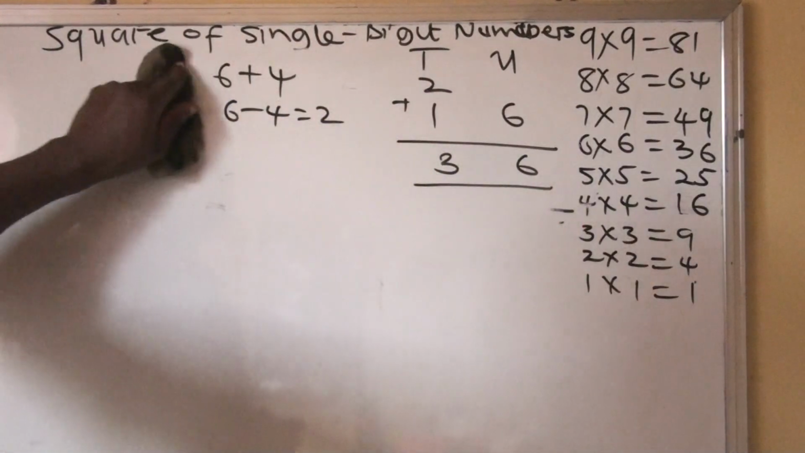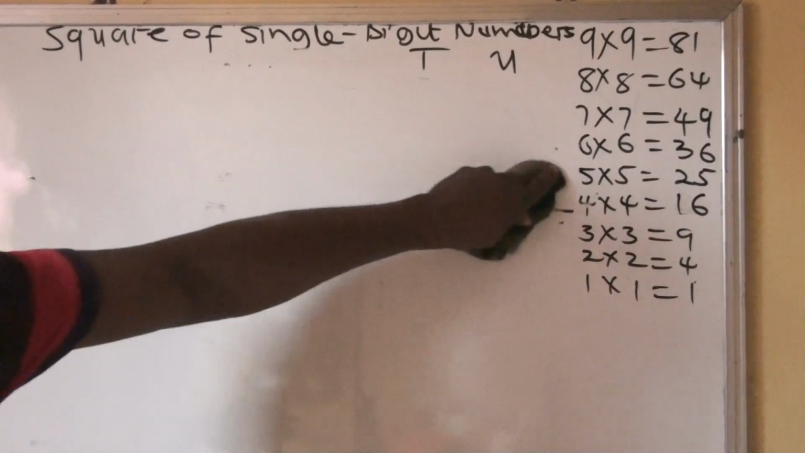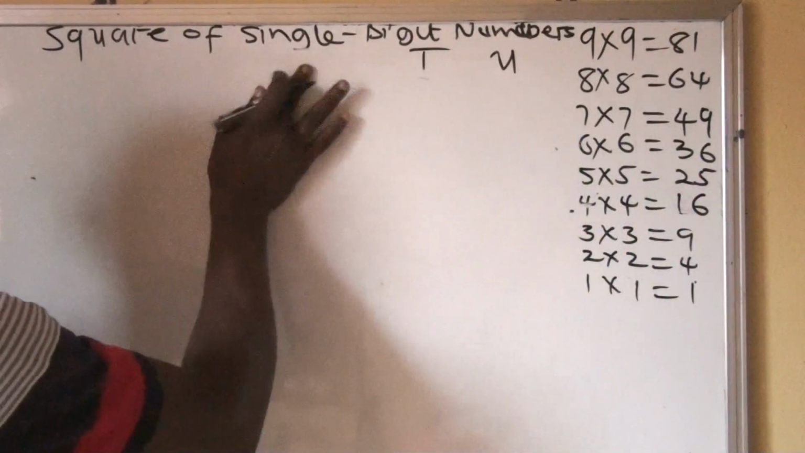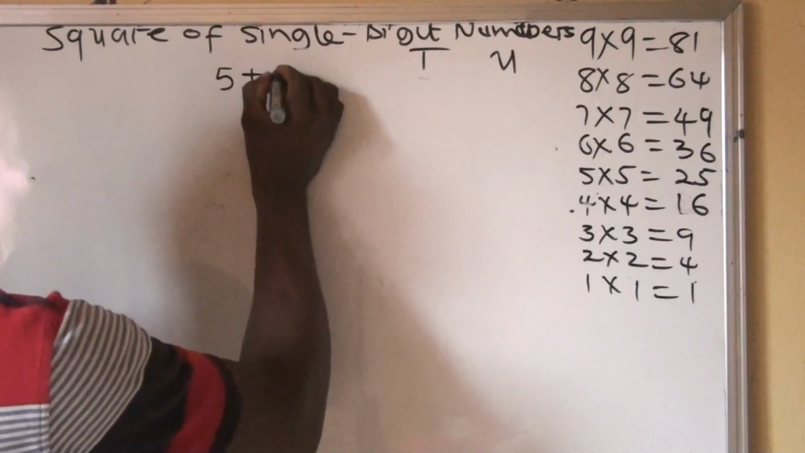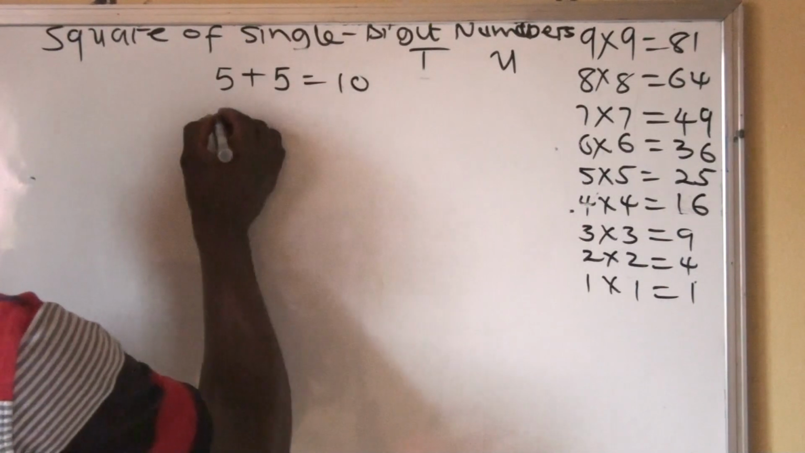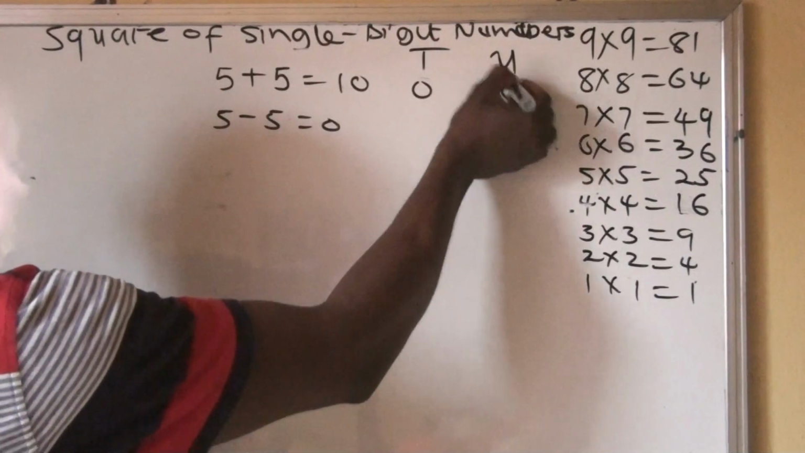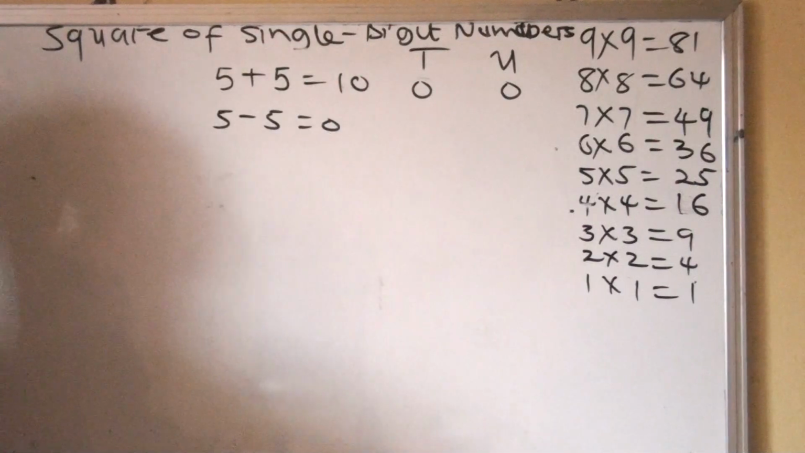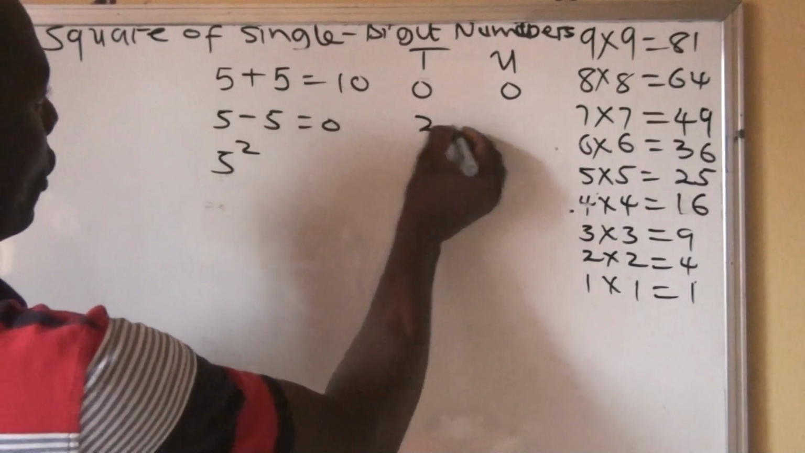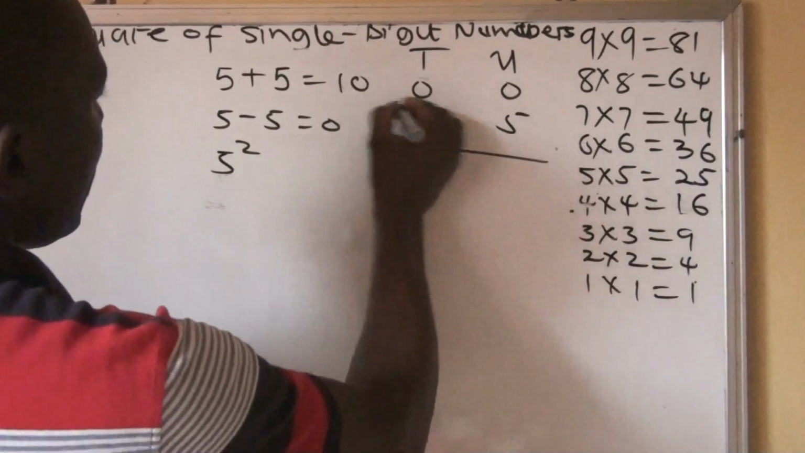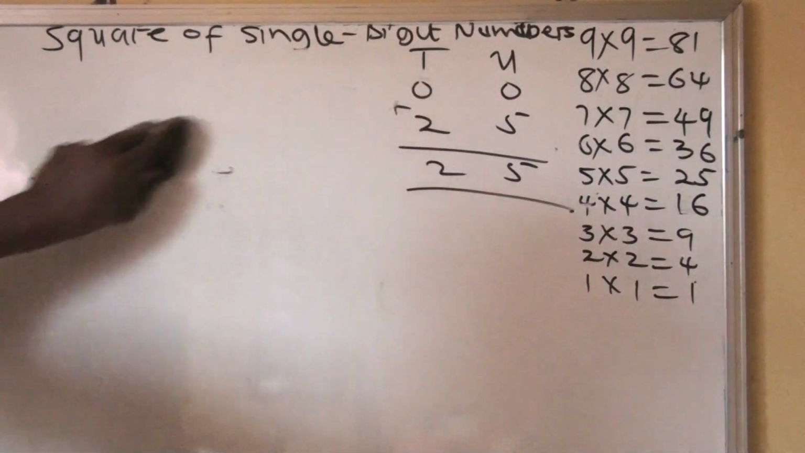Similarly, for 5, let's look at 5 square. What number do we need to add to 5 to make it 10? It is 5. So we say 5 take away 5, we have 0. Then we say 5 square will just give us 25. Add it, that will give us 25. So 5 square is 25.